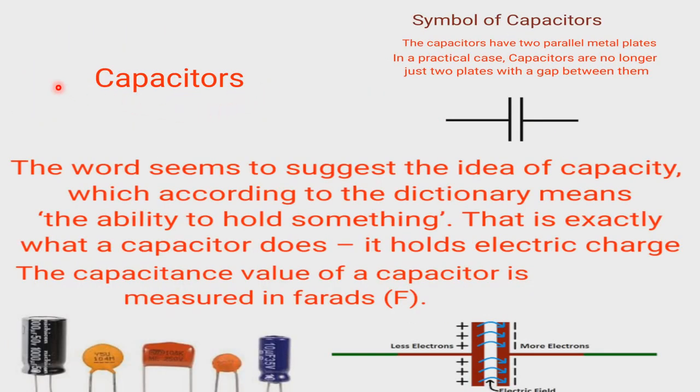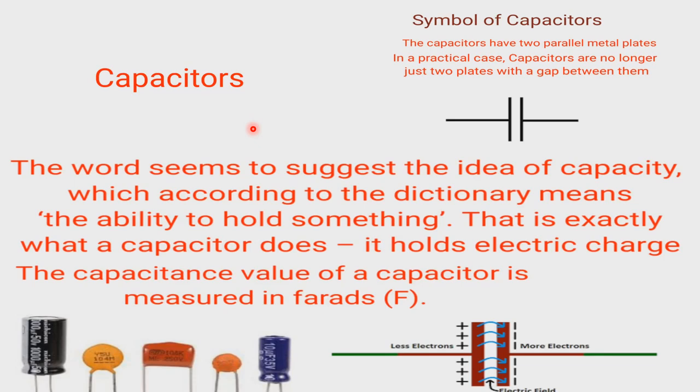Now let us see about the capacitor. This is the symbol of a capacitor. The capacitor has two parallel metal plates. In practical cases, capacitors are no longer just two plates with a gap between them. The word capacitor seems to suggest the idea of capacity, which according to the dictionary means the ability to hold something. That is exactly what a capacitor does. It holds electric charge.